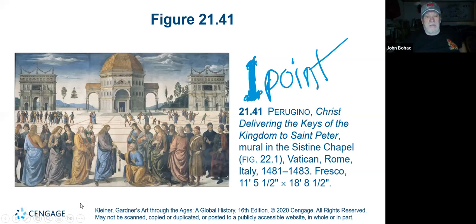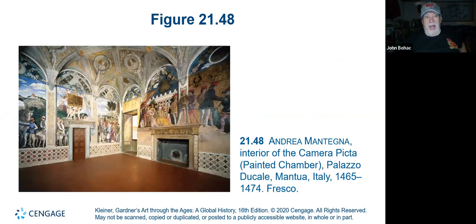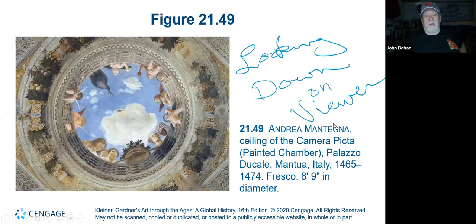So this is in the Vatican. This is late 15th century. And you can see the idea of one point perspective converging here on the church, by the way, and Christ giving the keys to the kingdom to St. Peter. And so not only Mantegna's got, here's one that's really quite remarkable.